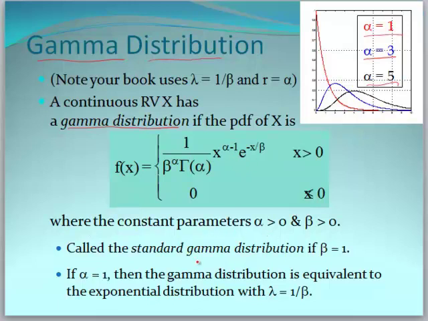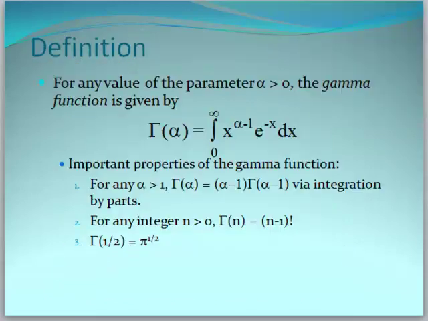This is the standard gamma distribution if beta is equal to 1, and if alpha is equal to 1, then the gamma distribution actually becomes the exponential distribution. Note, sometimes there's a slight variation in terminology of what's used. As long as you just remember these kinds of relationships, that can help you keep track of everything. So, as far as definitions go, for any value of parameter alpha greater than 0, the gamma function is given by this integral.